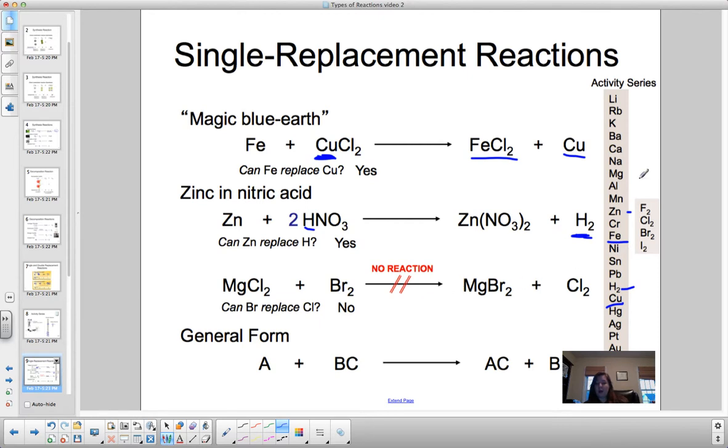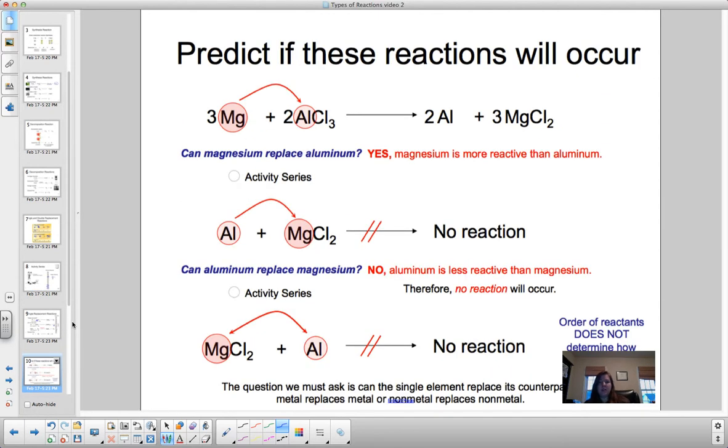Magnesium chloride, can that replace bromine? No. Can bromine replace Cl? Well, let's go look here. Bromine and chlorine. No. So we're not going to have a reaction here. Once again, the general form is A plus BC yields AC plus B. One replaces the other if it's higher up on the activity series. Single replacement reactions.